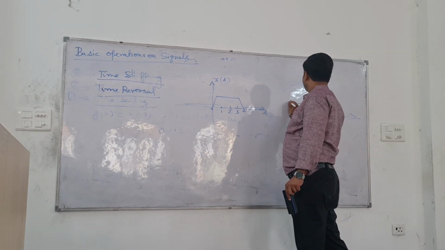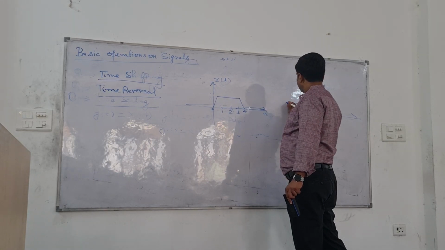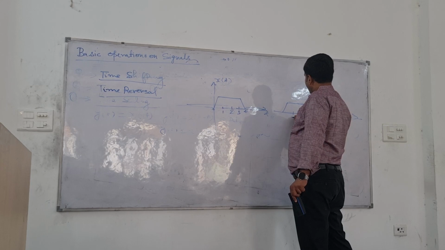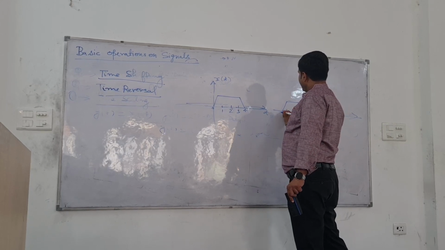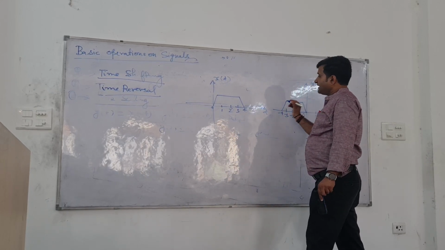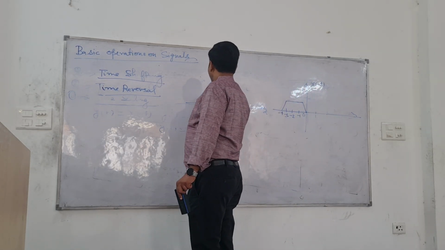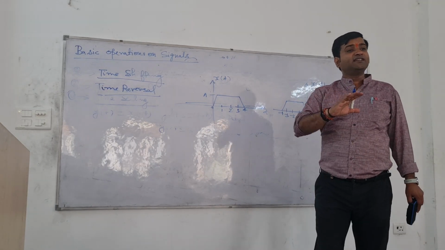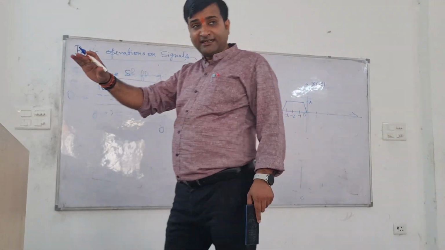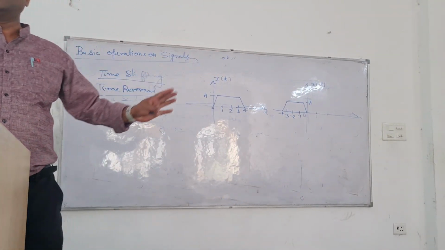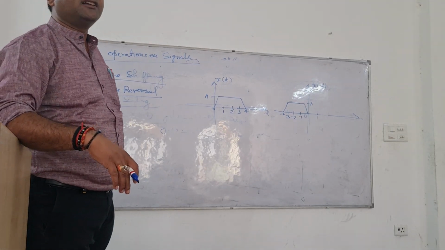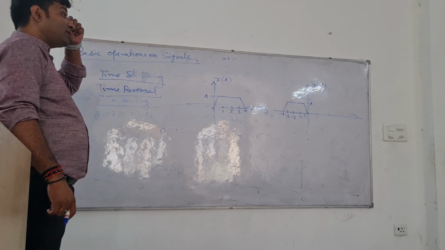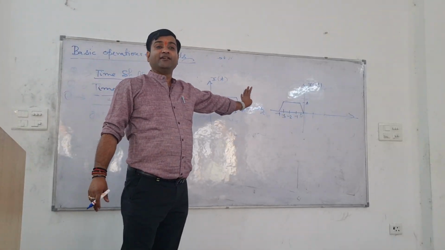The pattern looks like -1, -2, -3 and -4. We have taken the amplitude as A. Here the amplitude is A, and there is no change in the amplitude. There is scaling in time. That's why this is time scaling. This is an operation on the independent variable. That's why these are transformations on the independent variable.